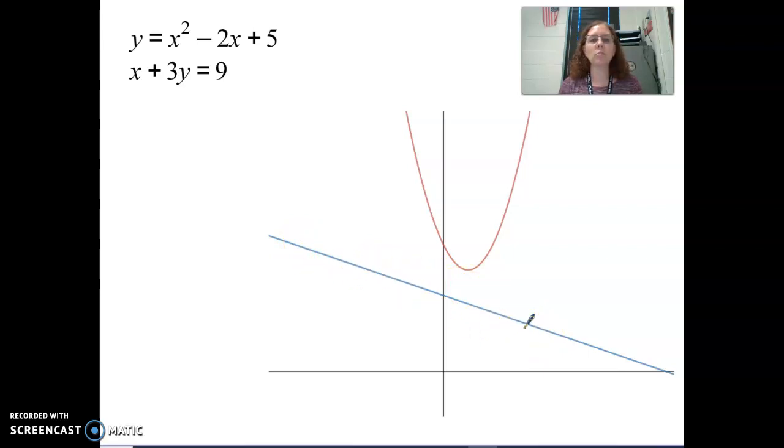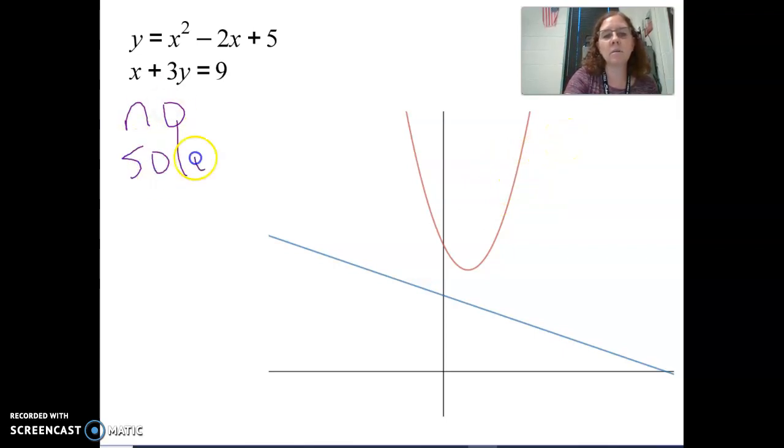Now remember, the solution to a system of equations is the points that they have in common. It's the points of intersection. It makes both the parabola and the line true at the same time. But if you look at this one, you'll notice that they never intersect. So there's no point that makes the parabola and the line true at the same time. So for this type of system, the answer is no solution, because at no point do they cross each other.